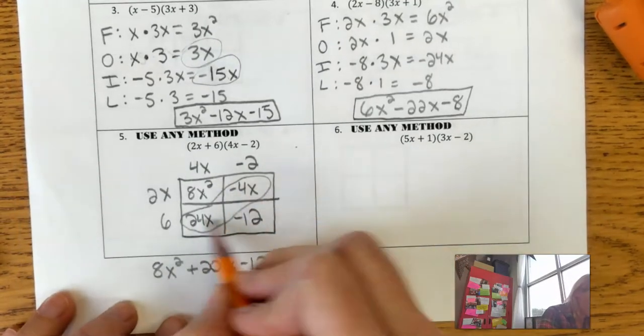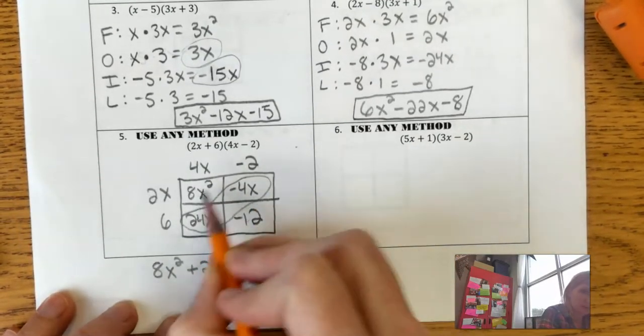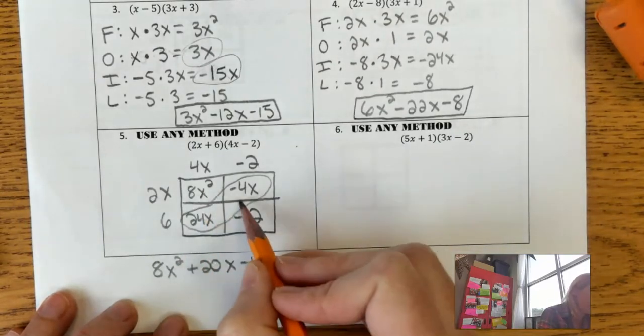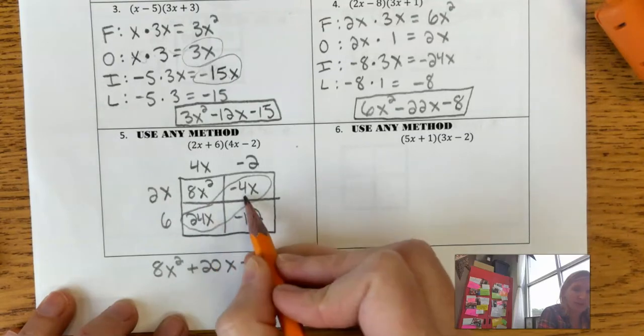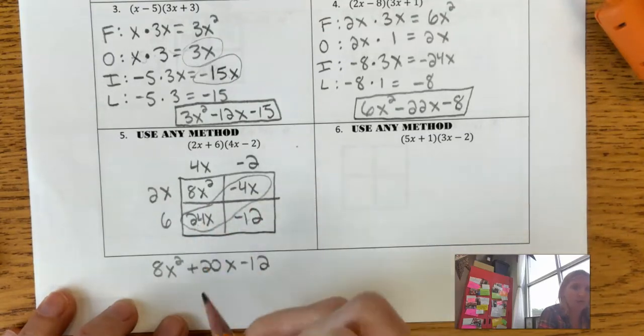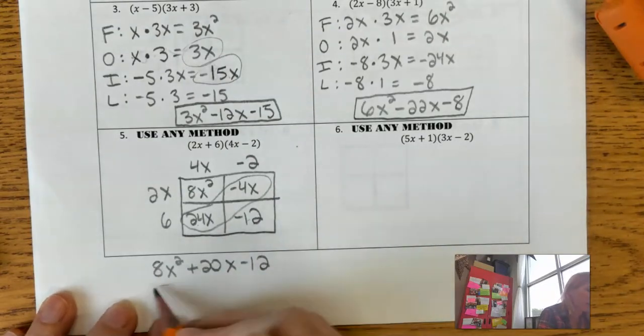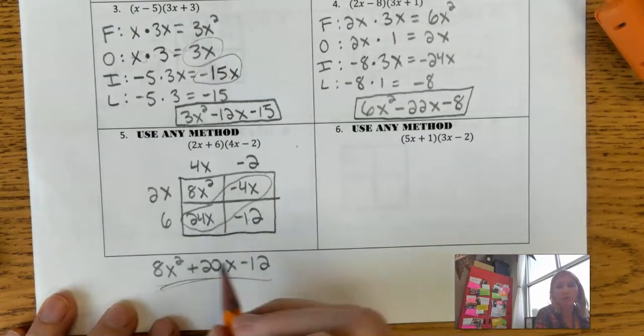So when I combine them all together, because this is my polynomial in the boxes, I get 8x squared plus 20x. The 20x comes from combining these like terms. 24 minus 4 gives me 20. And then my constant is here, negative 12. So here's my final answer. No matter what method you chose, you should have gotten that.